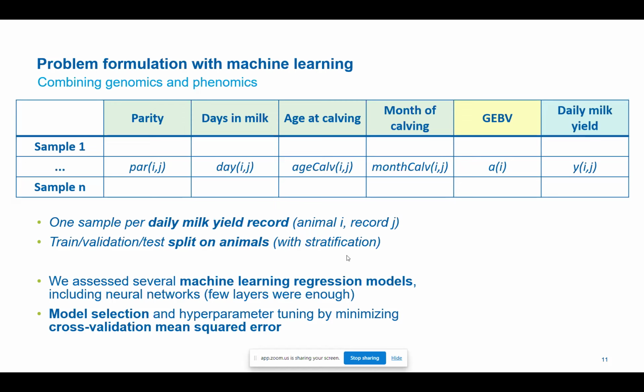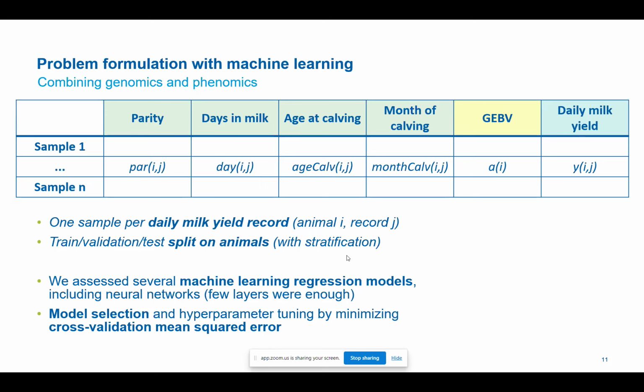We train the model splitting on animals. What does it mean? It means that we split some train animals and some test animals. This means that we tested the model on animals that were never seen during training. So this is what happens in real situations.